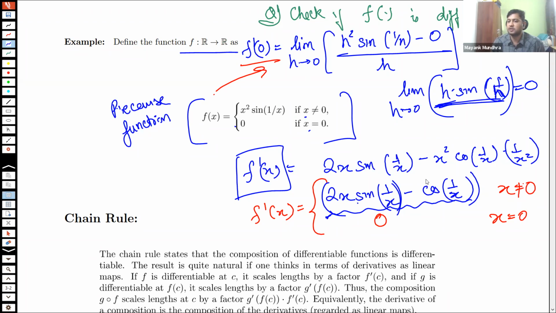What happens to cos 1 by x? We did this in the last class. What happens to cos 1 by x as x tends to 0? Can anybody else chip in? What happens to cos 1 by x? Come on, we did this in the last class.